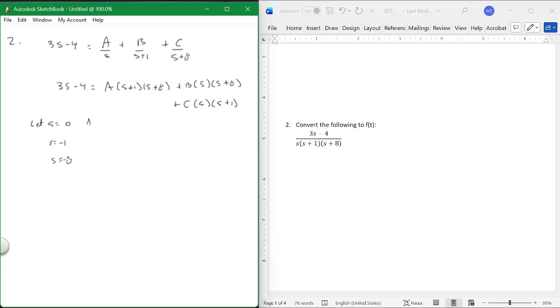A is equal to minus 1/2. B is equal to 1. C is equal to minus 1/2. So the final answer in this one is minus 1/2 plus e to the minus t minus 1/2 e to the minus 8t. Number 2.